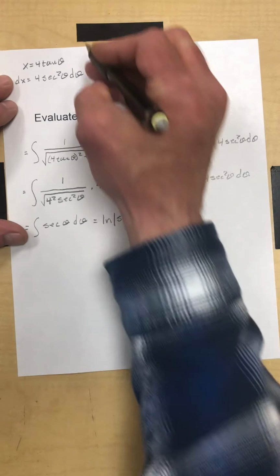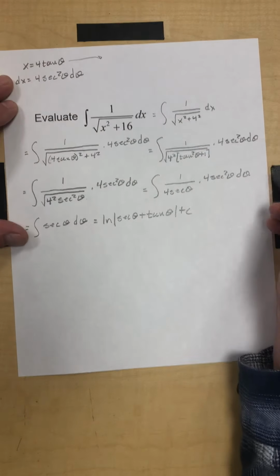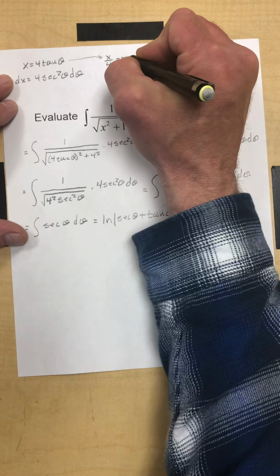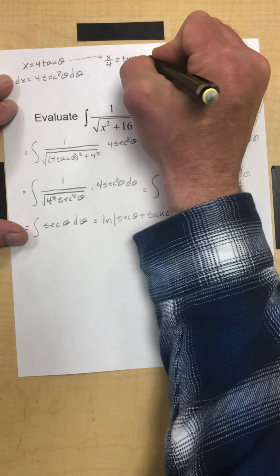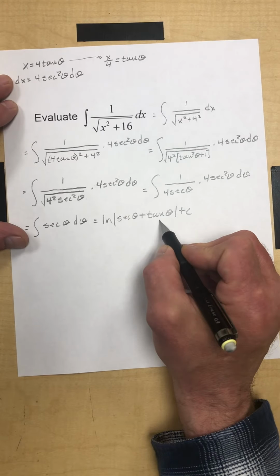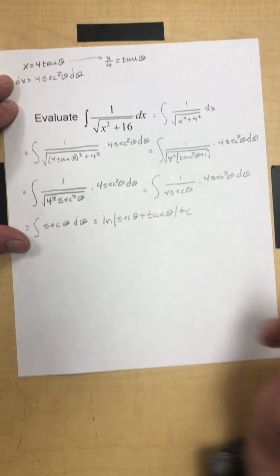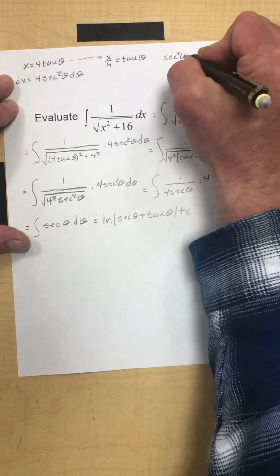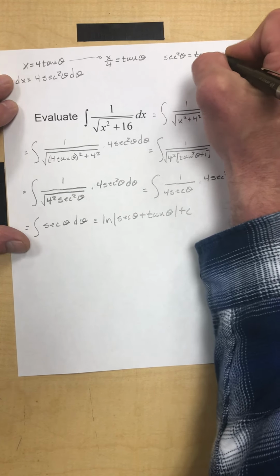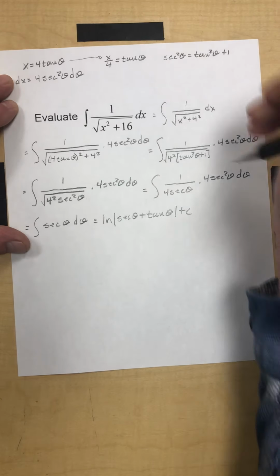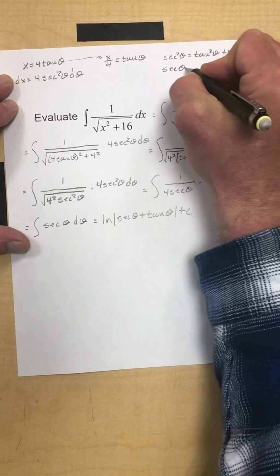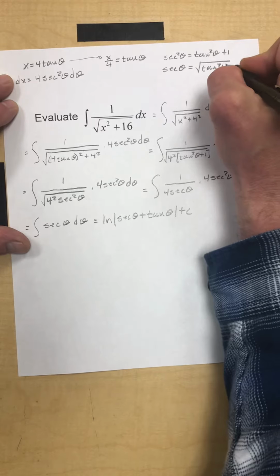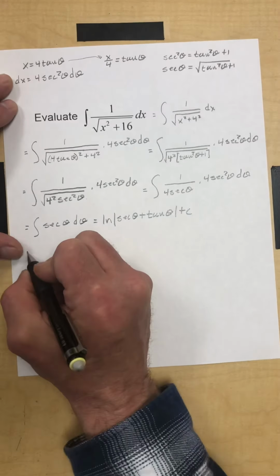Okay, so let's see. We know we can take this, and if I divide both sides by 4, I'm going to get x over 4 equals tangent of theta. Okay, so that takes care of this. Now I need something here. We know that secant squared theta equals tangent squared theta plus 1. So the secant of theta equals the square root of tangent squared theta plus 1. Okay, so we have something to work with.